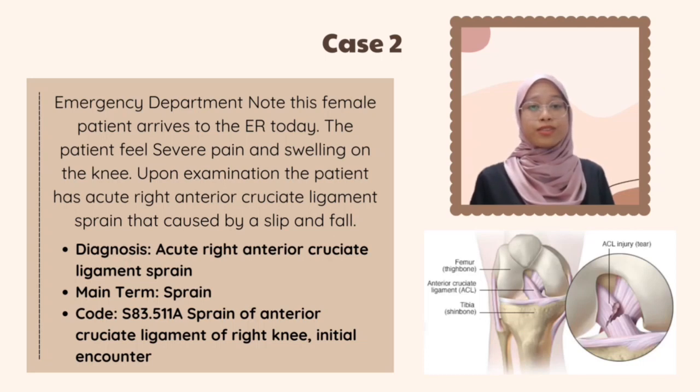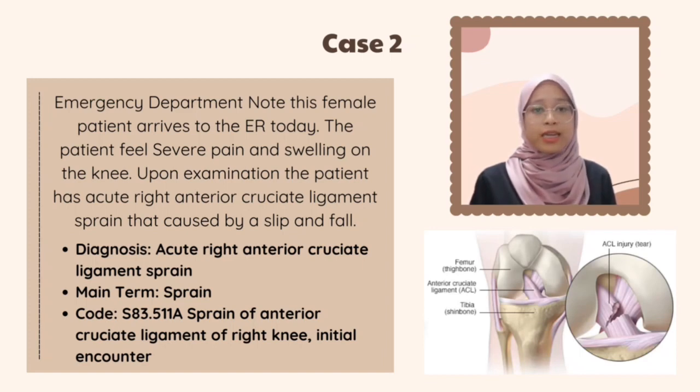Now let's move on to the second case. An emergency department note says that this female patient arrived at the ER today, and the patient notes that she feels severe pain and also swelling on her right knee. Upon examination, the doctor found that the patient has an acute right anterior cruciate ligament sprain caused by a slip and fall. So the diagnosis for this case is acute right anterior cruciate ligament sprain, and the main term used to look for the code in the index is sprain.